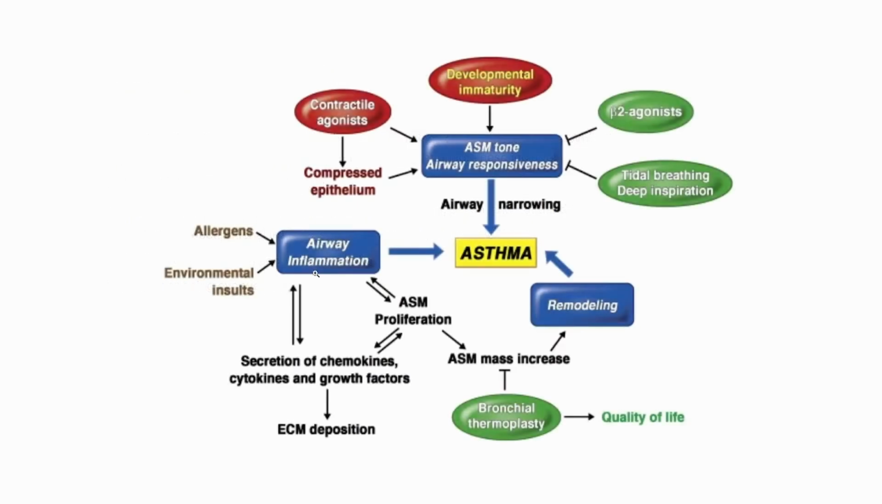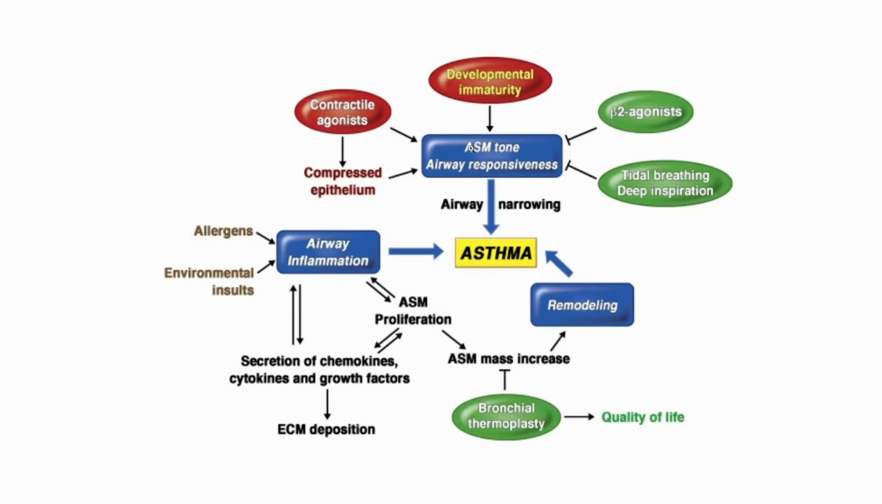Here, due to three main reasons, we can observe this condition: airway inflammation, remodeling, and airway smooth muscle tone with airway hyperresponsiveness. ASM tone means airway smooth muscle tone. In this condition, the airway smooth muscle tone will get affected. Due to allergens and environmental insults, airway smooth muscle proliferation takes place. It leads to secretion of cytokines, chemokines and growth factors, and it leads to ECM deposition.